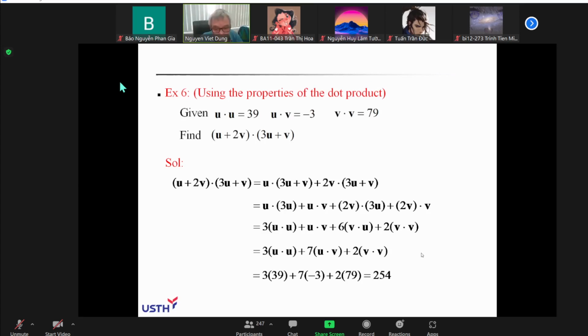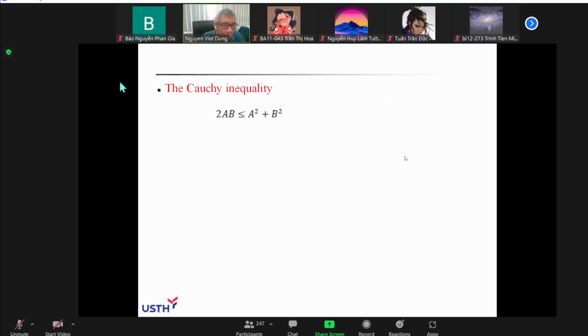I give it for you to practice, and also you will have a lot of exercises of this type. The next thing I want to explain to you is what we call the Cauchy inequality, the Cauchy-Schwarz inequality. The Cauchy inequality is something very famous in high school. It is formulated like what you have seen on the screen.